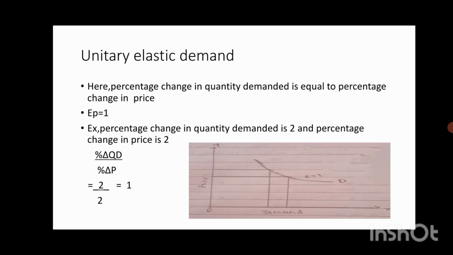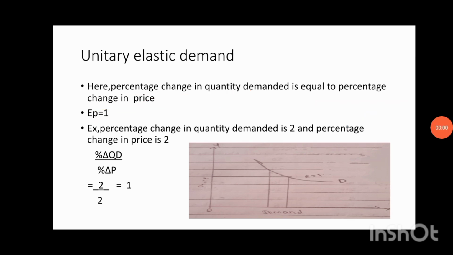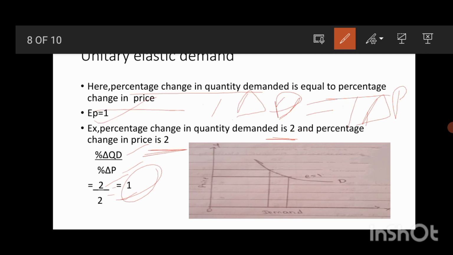So next one is unitary elastic demand. Here percentage change in quantity demanded is equal to percentage change in price. That is nothing but percentage change in demand is equal to percentage change in price. Elasticity is calculated by using the formula: percentage change in quantity demanded divided by percentage change in price. Here percentage change in quantity demanded is 2 and percentage change in price is also 2. So 2 divided by 2 is equal to 1. So this is unitary elastic demand.